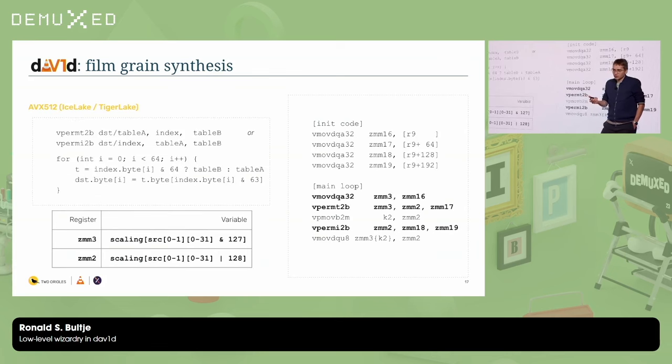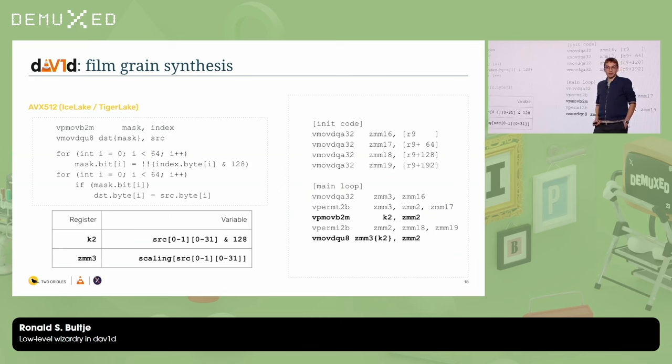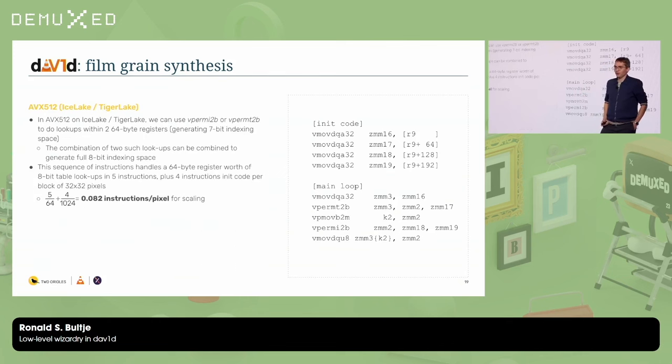Then I can use this magic instruction, vpermt2b or vpermi2b, which is essentially a shuffle, as you learned from Kiran, between two of those registers using a 7-bit index in the third source register. So this is a 7-bit indexing shuffle, and I only need 8 bits, so I only have to do it twice. Once as if the highest bit was set, and once as if it was not set. And then I can select between these two using two more instructions, or five instructions for 64 lookups for the scaling, or under 0.1 instructions a pixel.